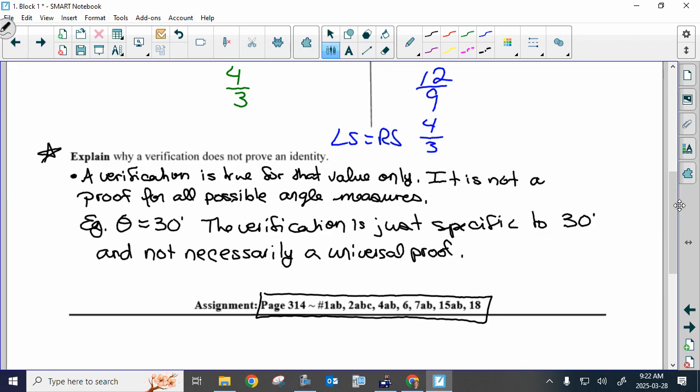Remember on the first page of chapter 6, we said an example does not prove an identity, and all it takes is one counterexample and it's no longer an identity, right? A single example does not prove an identity. If we wanted to do a proof on this, we would have had to use thetas, and we would have had to manipulate the left side and the right side to be equal for all possible angle measures. As soon as you do a verification, it's only specific to that angle measure. Does that look okay?